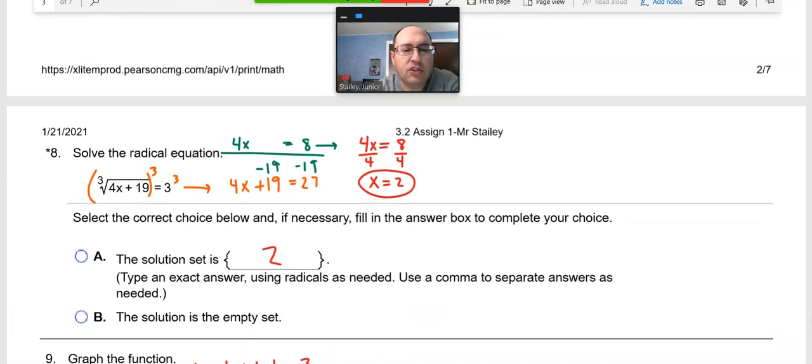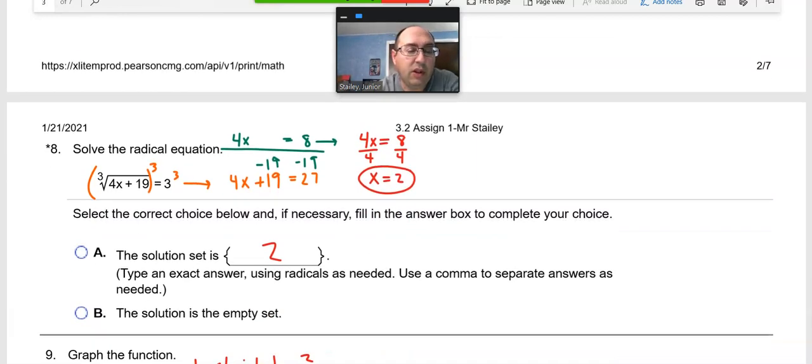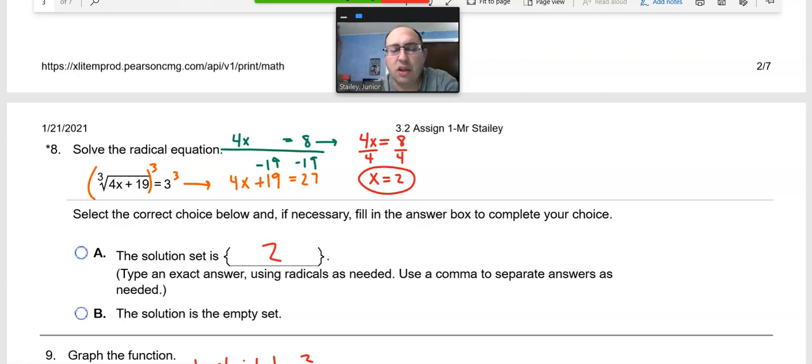So question 8 here, another one like it, but this one's even simpler because there's nothing to move to the other side. The radical's all by itself. I probably should have switched those and had one in front of the other one. You're just raising it to the third power. 3 to the third. Oh, that's 27. I see it right there.